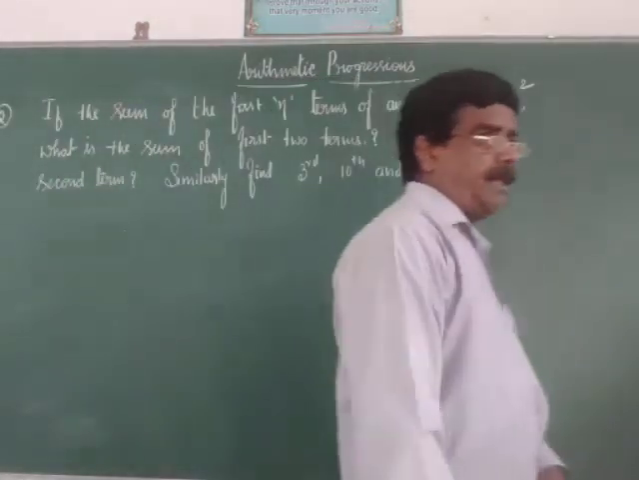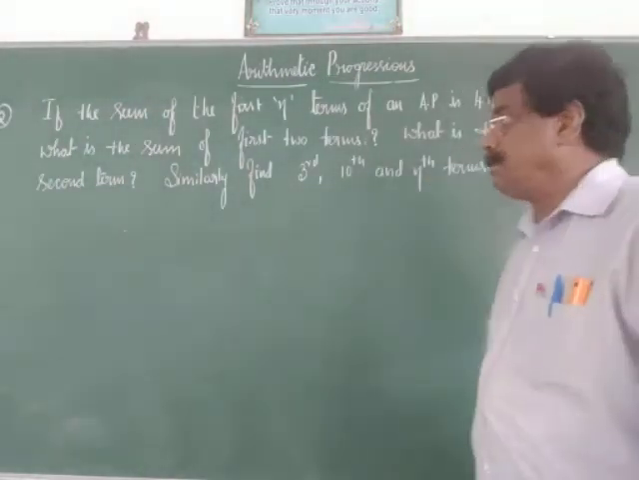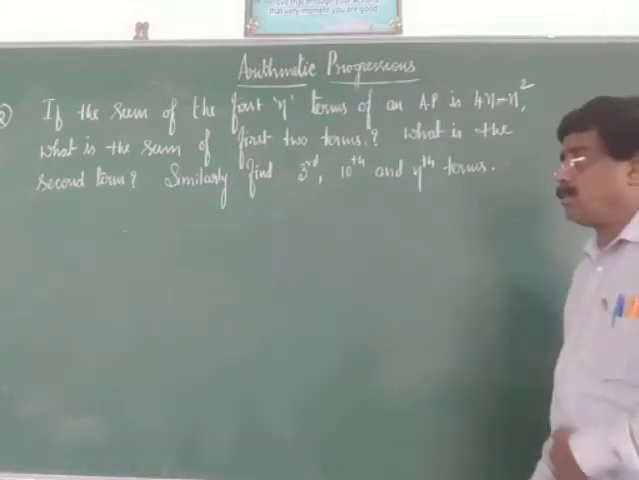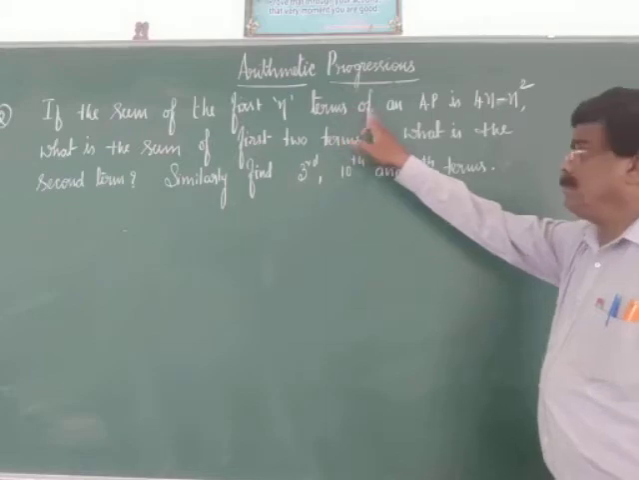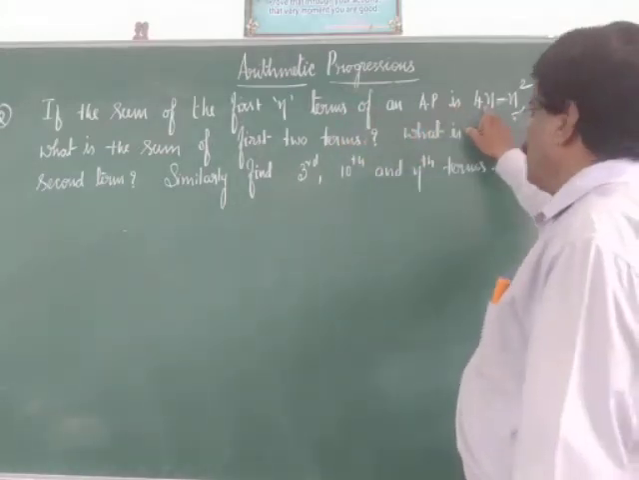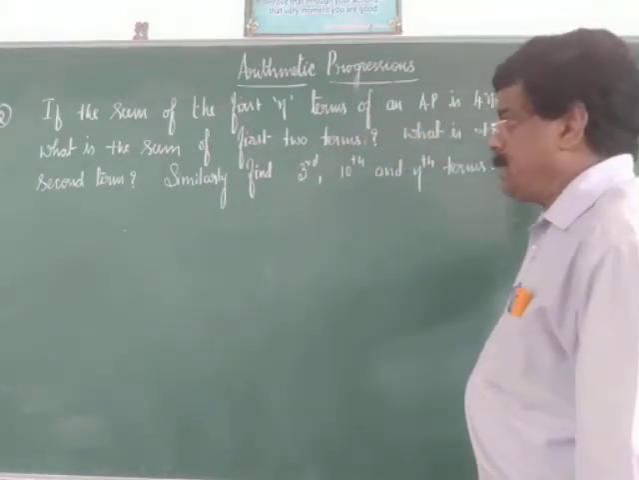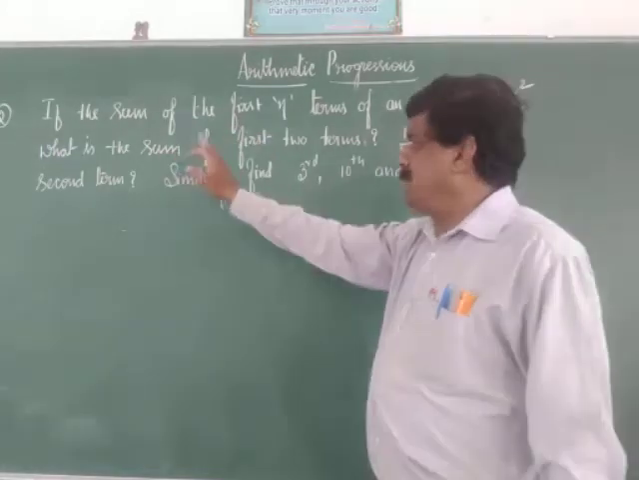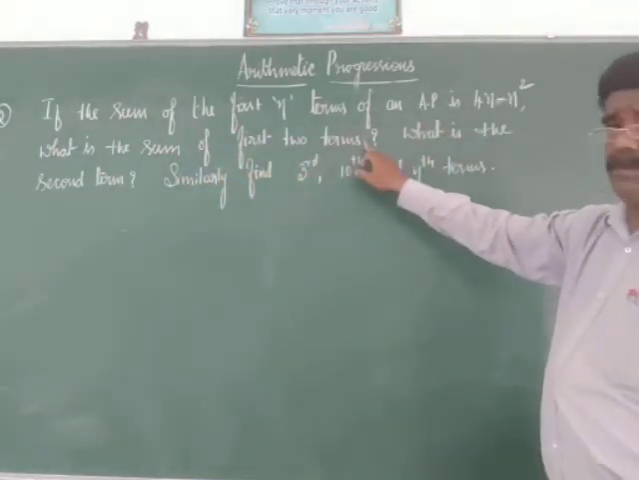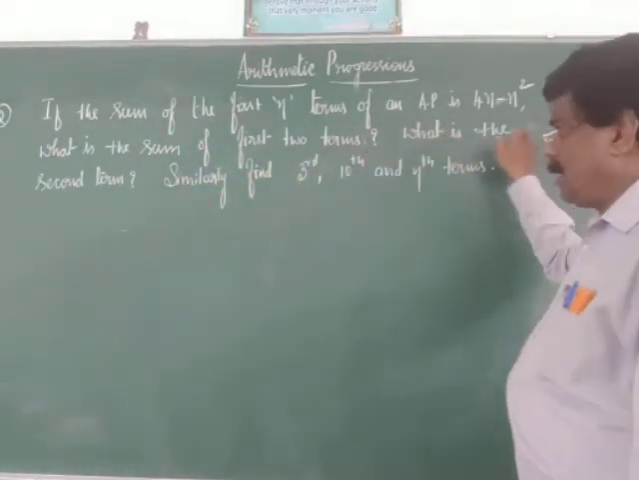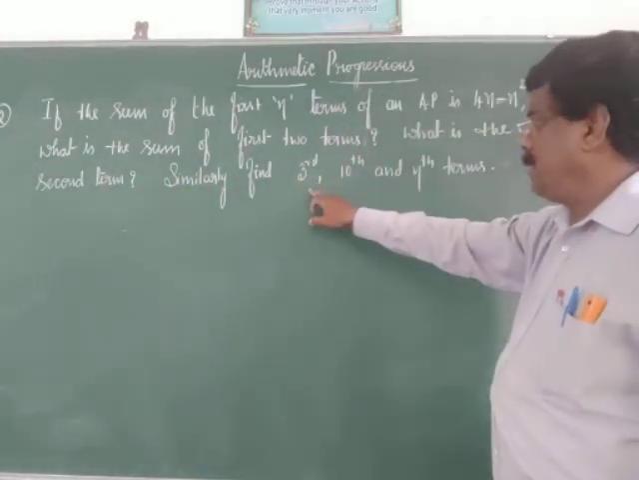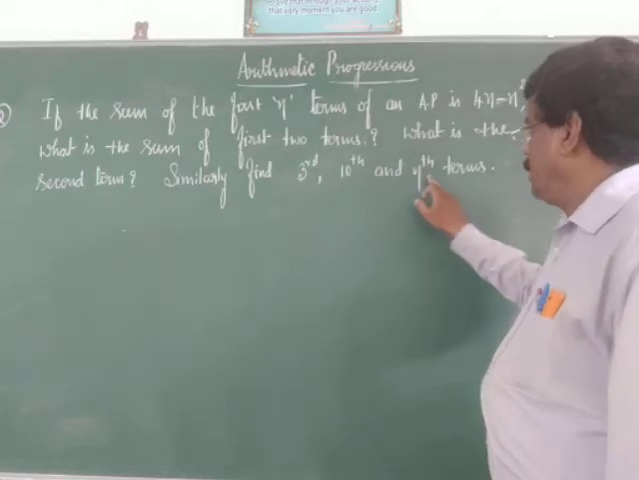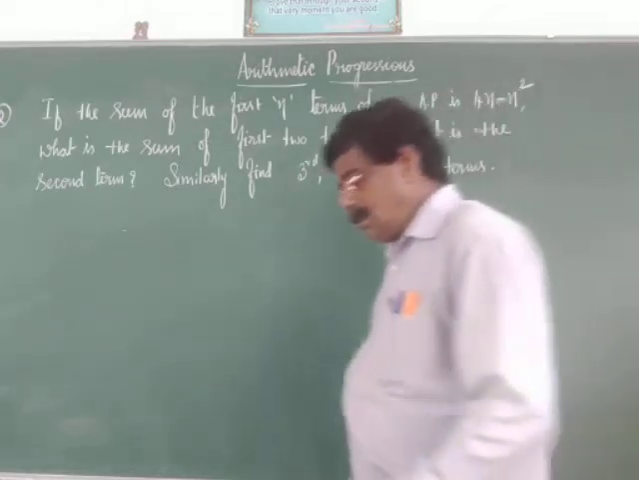Yes, children, here is the next sum. Again, it's taken from the textbook. If the sum of the first n terms of an AP is 4n minus n square, what is the sum of first 2 terms? What is the second term? Similarly, find third, 10th and nth terms. This is the question, children.